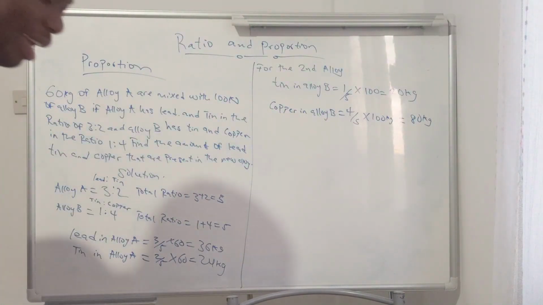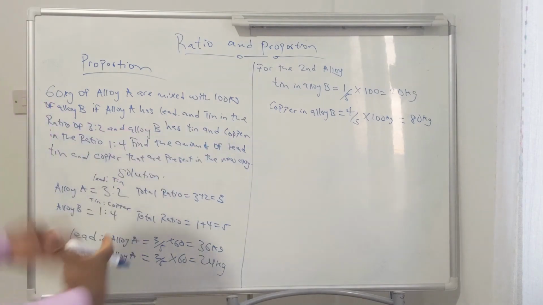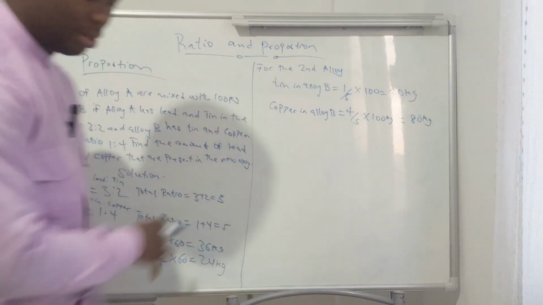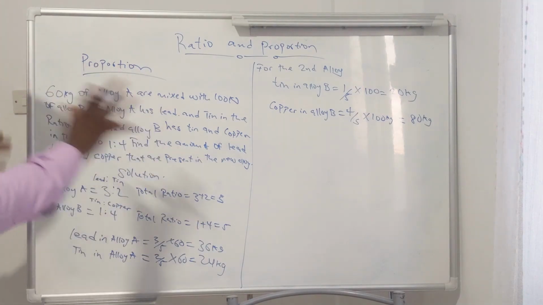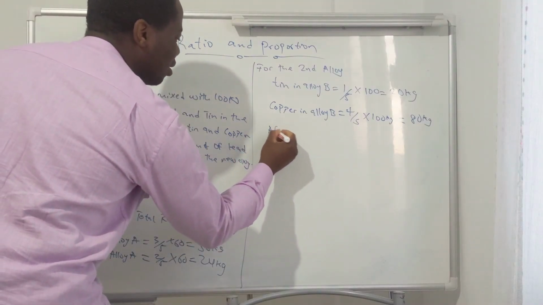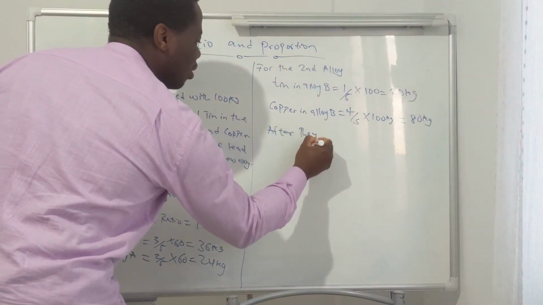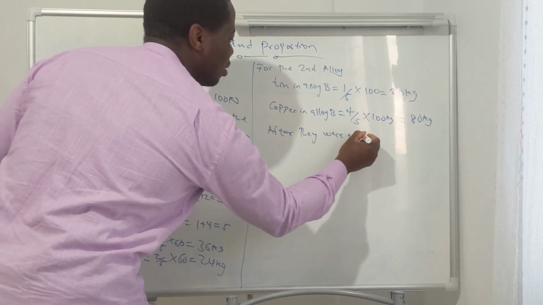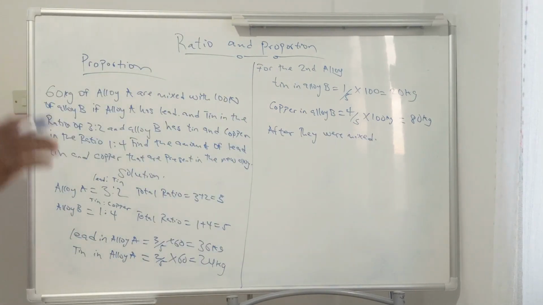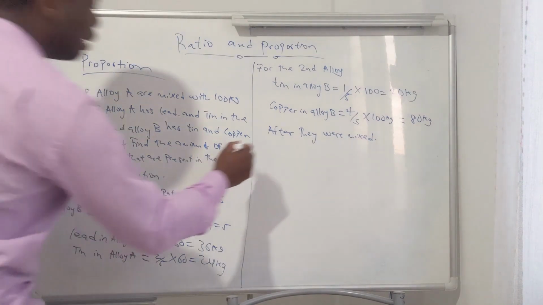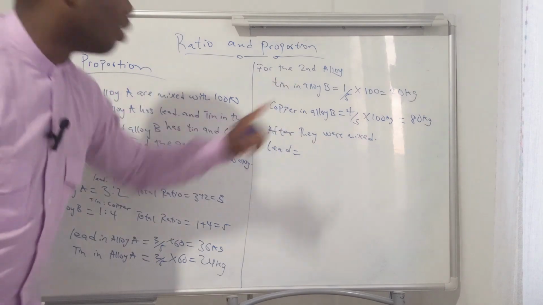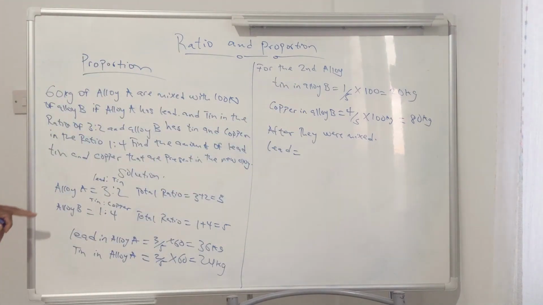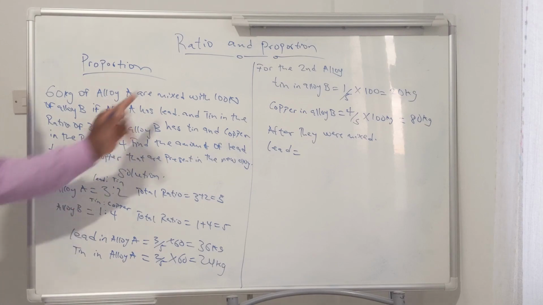Now, they said all these things were mixed. So this is the amount in kg that were all mixed together. They now say, find how much lead is in the mixture. After they were mixed, the amount of lead in the mixture is equal to the amount of lead in alloy A plus the amount of lead in alloy B.